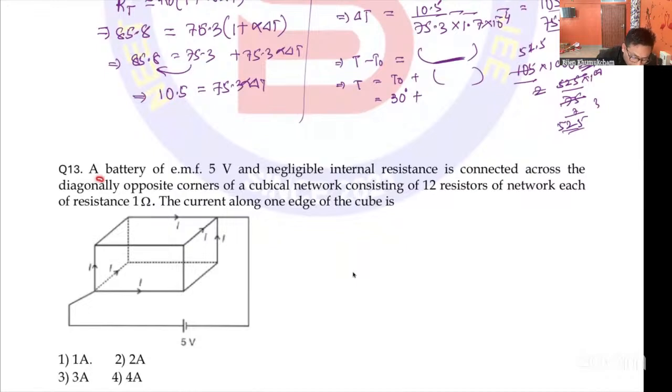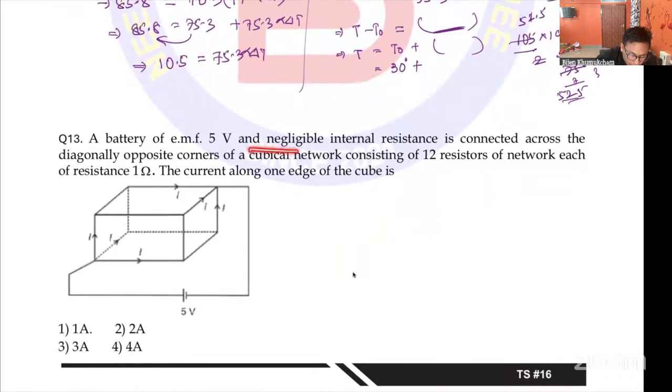Now, a battery of EMF 5 volt and negligible internal resistance is connected across the diagonally opposite corners of a cubical network consisting of 12 resistors, each of resistance 1 ohm.